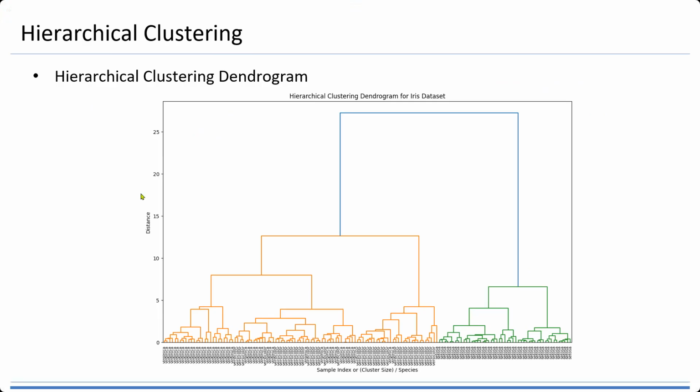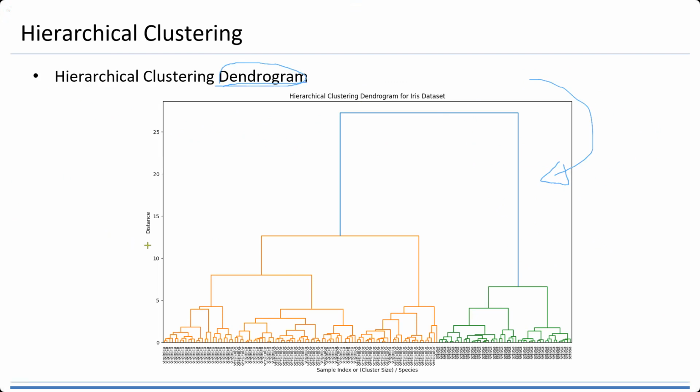The last one that I want to explain is about the hierarchical clustering. I want to show only the result. In the hierarchical clustering, we can see the dendrogram, or this is the hierarchical clustering result. In the literature, we call this a dendrogram.